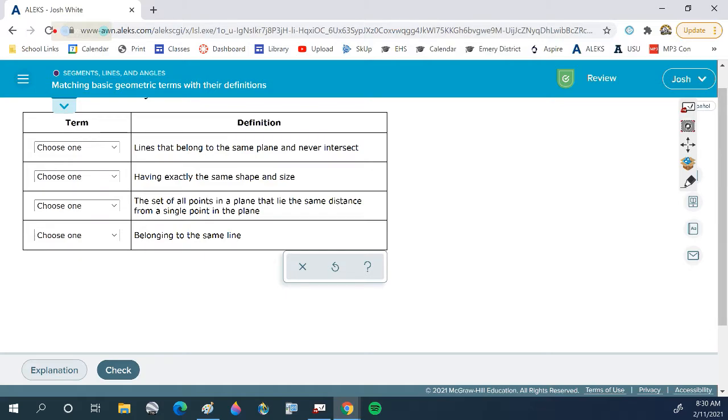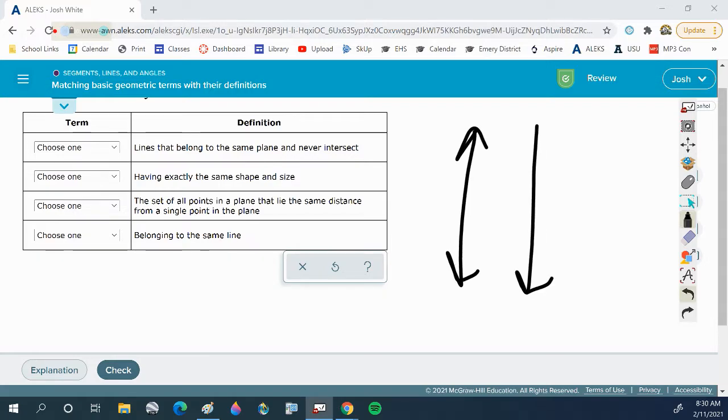So, we have four definitions. Lines that belong to the same plane and never intersect. Is it possible to have two lines that are drawn on the same piece of paper and they never touch? Yes. What do we call those lines? They're parallel. So these two lines are parallel.